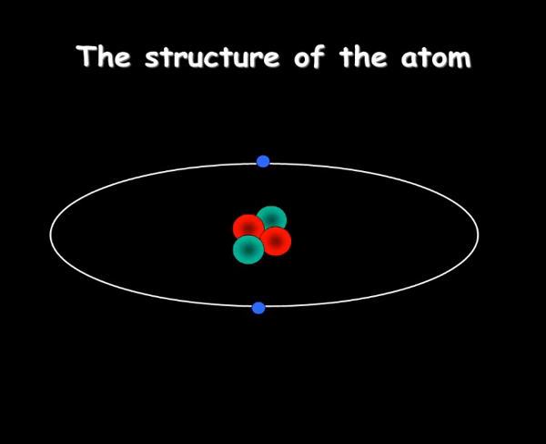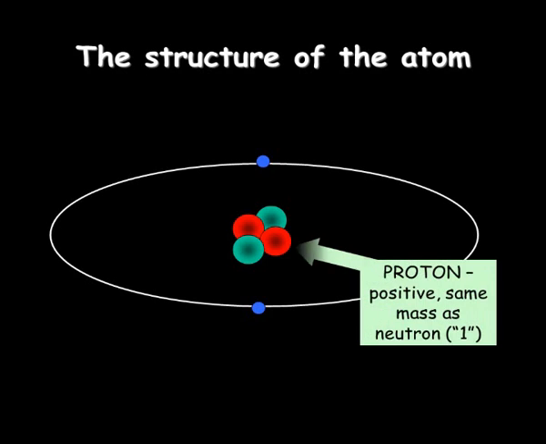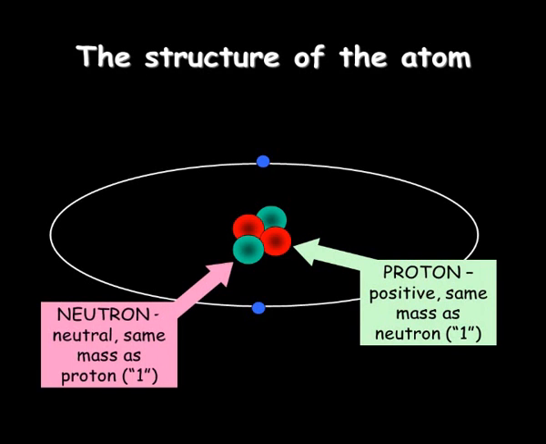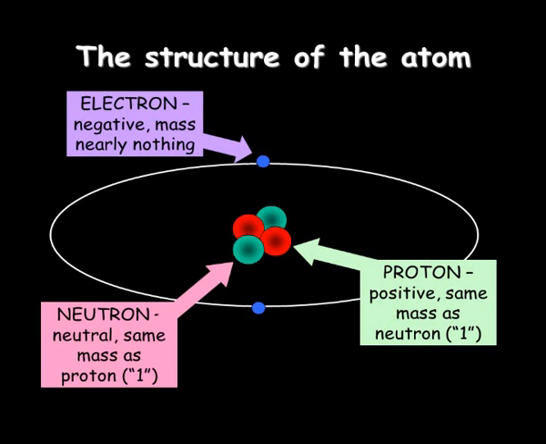So Rutherford came up with this structure of the atom, very much like the solar system, where in the middle you've got the nucleus, which is made up of protons and neutrons. So that's compared to like our sun. And around the outside, orbiting them, are the electrons.